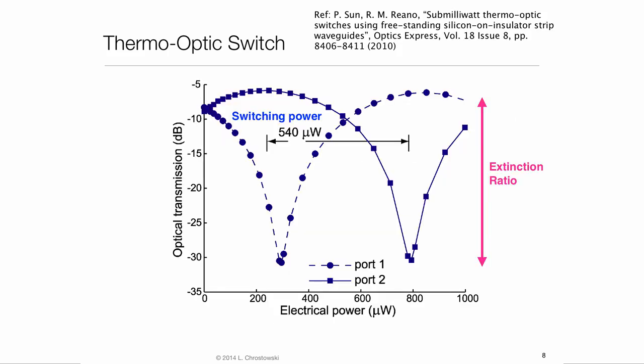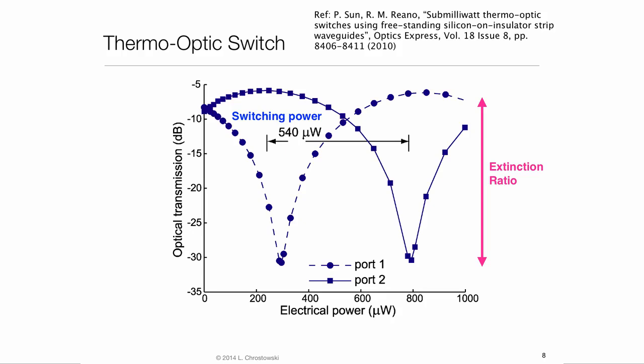The performance of the optical switch can be analyzed by plotting the output power at each of the ports on the y-axis versus the electrical power dissipated in the metal heater on the x-axis. At an electrical power of approximately 300 microwatts, we see all the light going to output port number 2 and almost no light at port 1. Increasing the power to 540 microwatts, we see that the operation switches. In this case, all the light is at port 1.